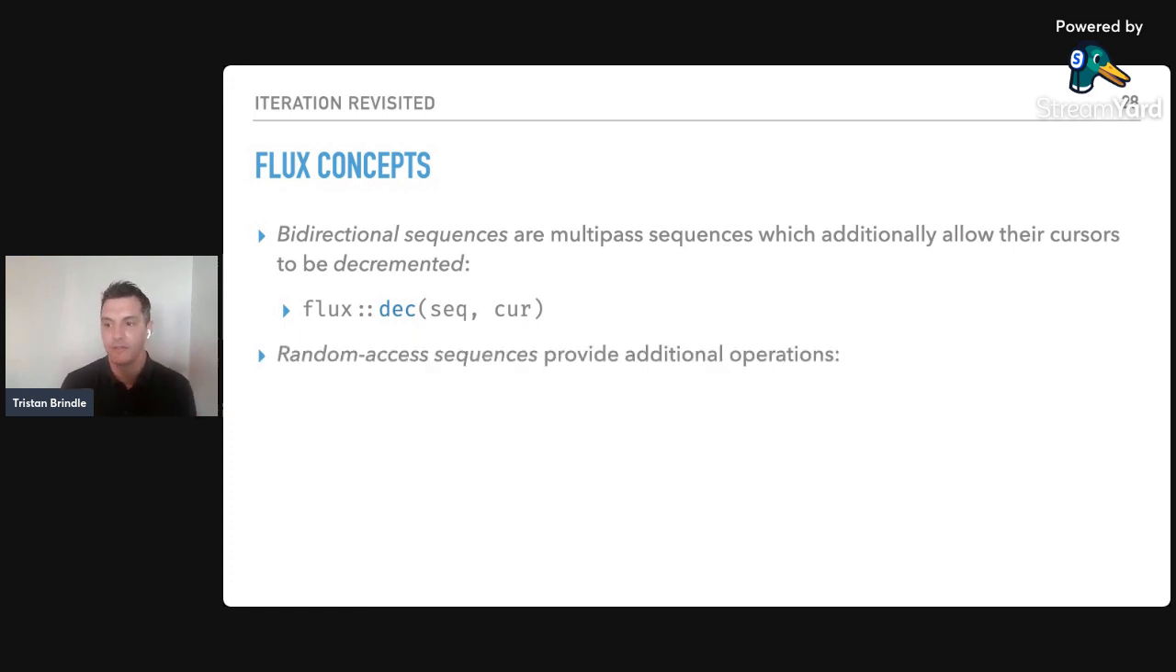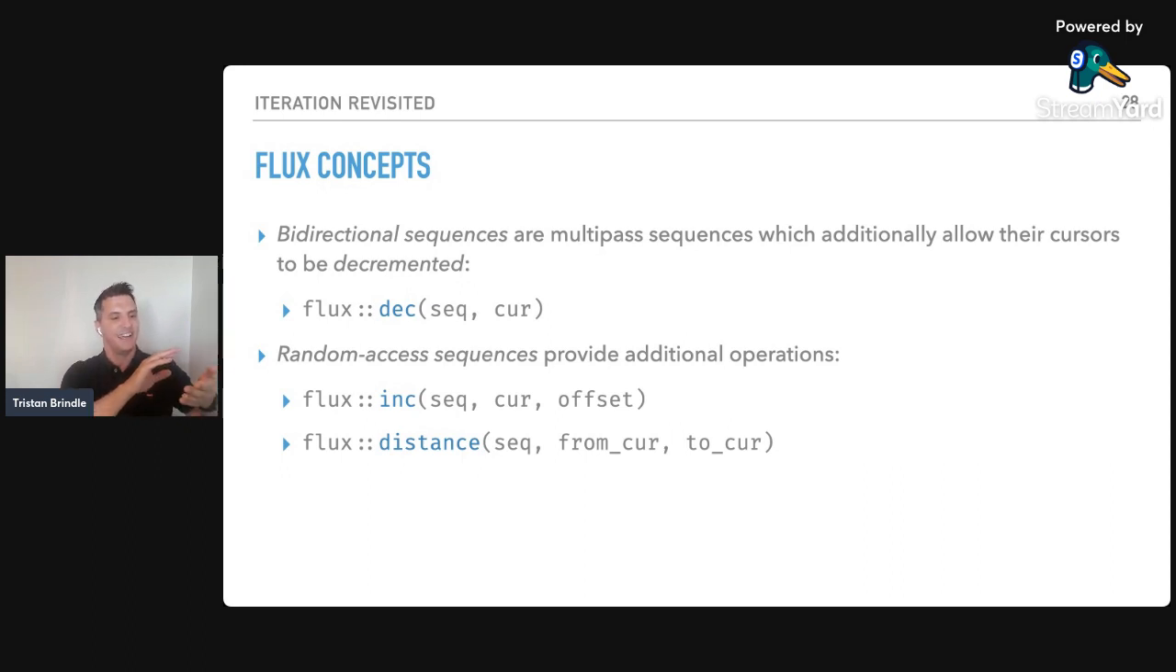And finally, or not quite finally, we have random access sequences, which provide additional operations. We have an overload of inc that takes a signed offset and can jump offset places in constant time. We have a function called distance that, given two cursors, tells us how many elements there are between those two cursor positions. And cursors for random access sequences are required to be totally ordered. That is, if we've got two cursors, we need to be able to say whether this position is earlier or later in the sequence than the other.